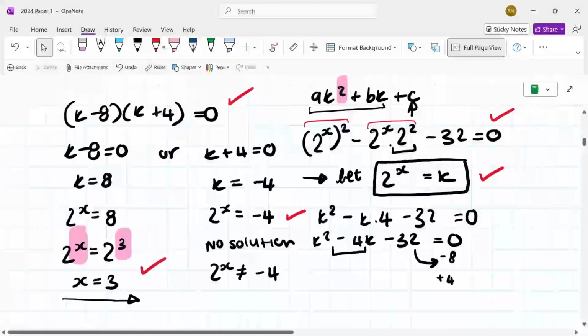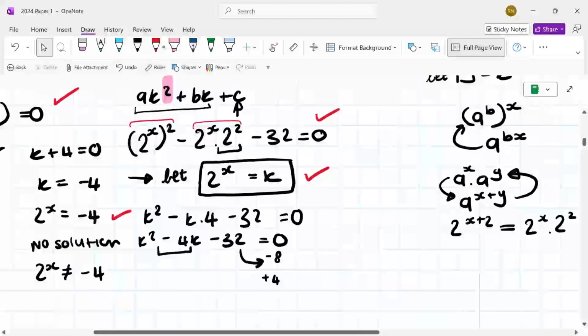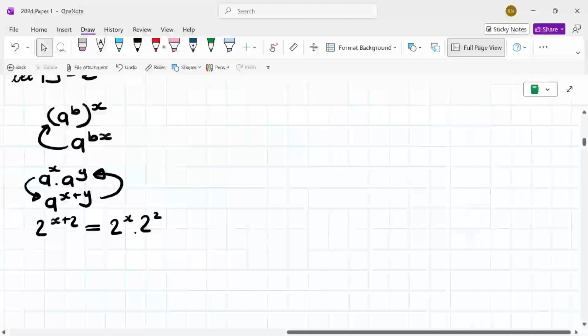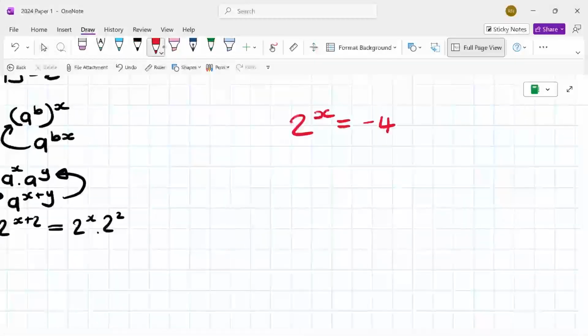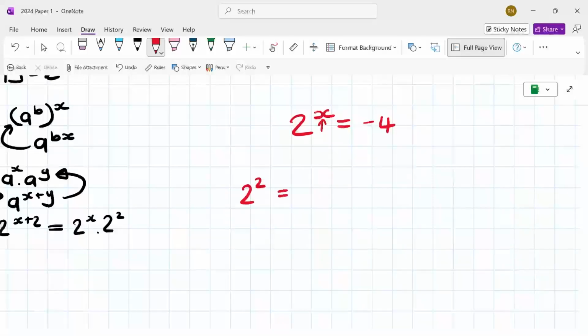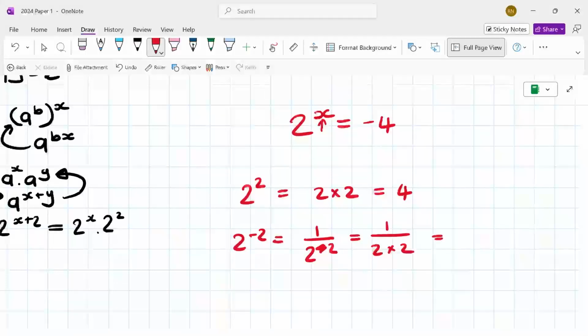So for this no solution part, you have 2 to the x is equal to minus 4, right? There's no power that you could put anything to. So 2 to the 2, that's 2 times 2, that'll be 4. 2 to the minus 2, if we want to make this exponent positive, I have to bring it down, so it becomes 1 over 2 to the 2. So it'll be 1 over 2 times 2, which is 1 over 4, right? There is no exponent that will take this 2 and make it into a negative number. This number is currently positive.